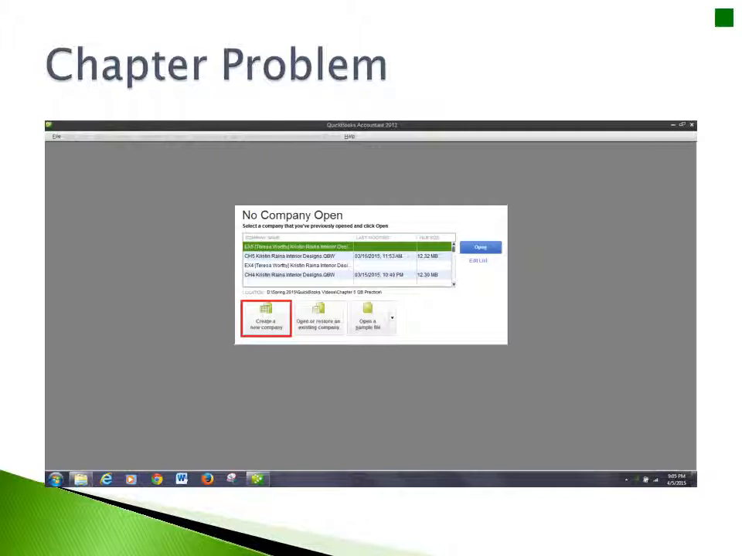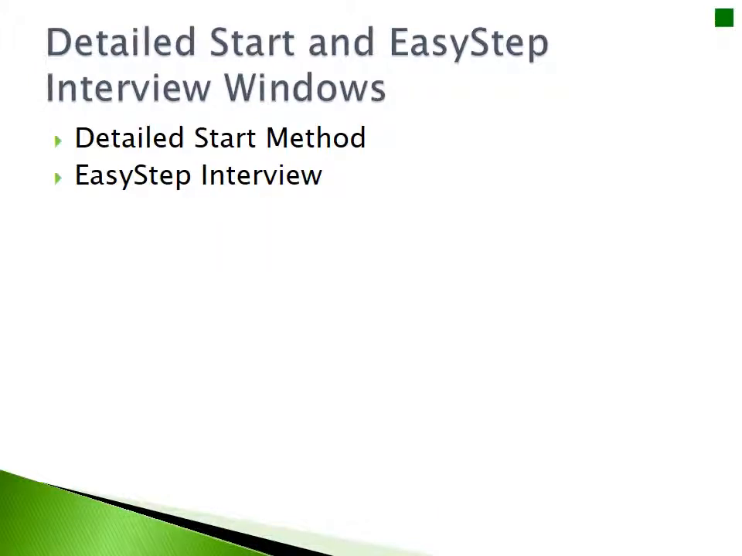Open QuickBooks. At the No Company Open window, click Create a New Company. The Detail Start method uses the Easy Step Interview window. The Easy Step Interview window is designed to guide you through the steps needed to create and set up a new company file. You proceed through a series of pages by clicking the Next button, similar to a wizard.